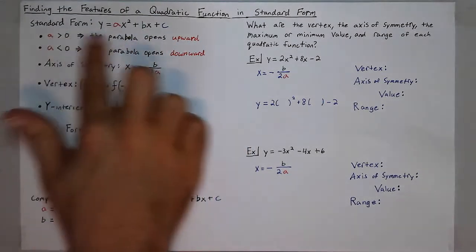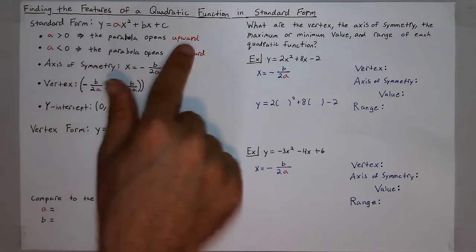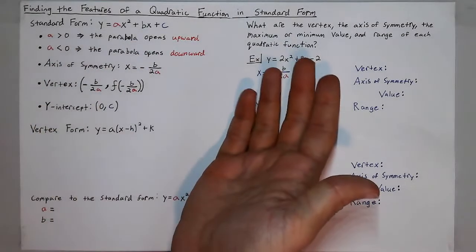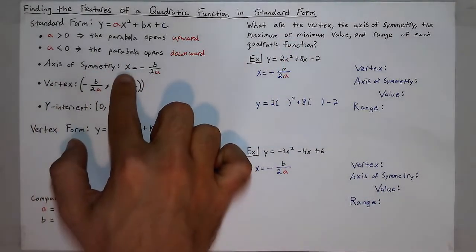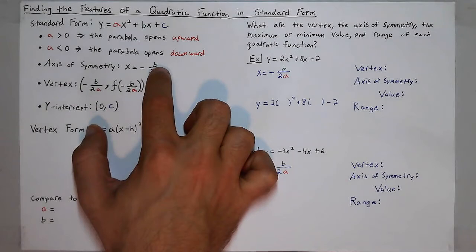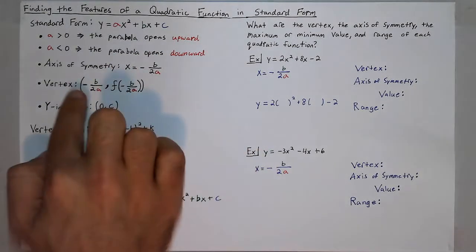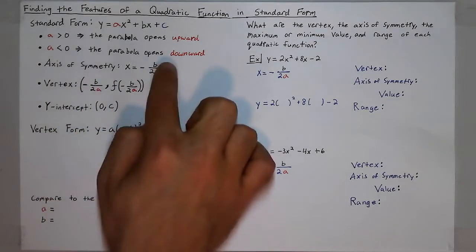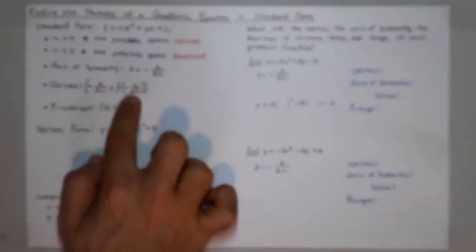Now, reading this, if the a value is greater than 0, the parabola opens upward, and if it's less than 0, the parabola opens downward, which is very similar to what we've learned before. The axis of symmetry now is x is equal to negative b over 2a. If we know where the axis of symmetry is, then the vertex is negative b over 2a, that x value, comma, plugging that value into the function to figure out what the y value is.